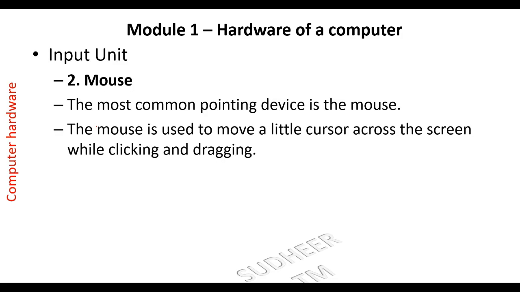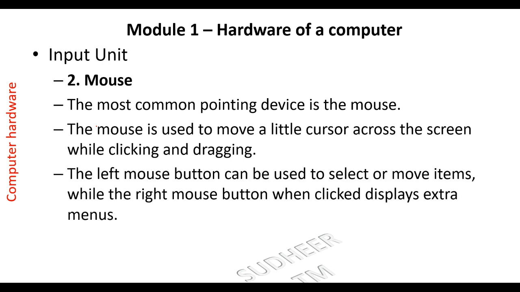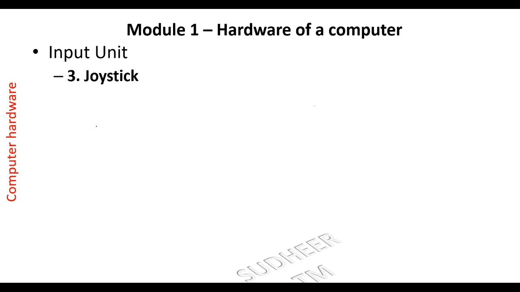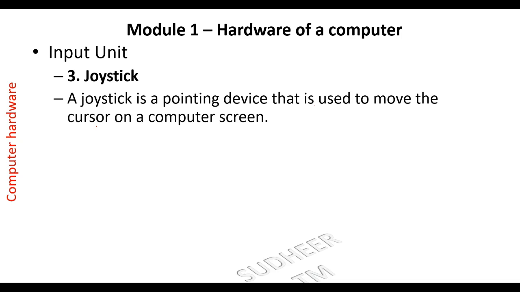Then mouse is a pointing device. The mouse is used to move a little cursor across the screen while clicking and dragging. Around the left button, the mouse can be used to select or move items, while the right mouse button we need not go into. Then joystick is like a game controller.